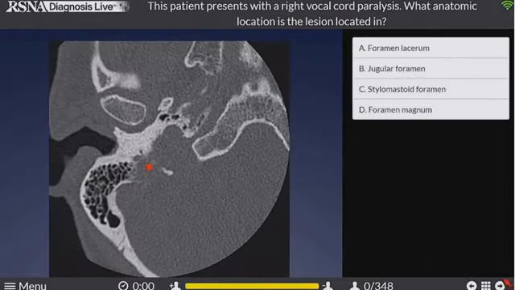All right, let's look at another one. This patient presents with a right vocal cord paralysis. During the course of their imaging evaluation, this lesion was located. What anatomic location is this lesion located in? Is it foramen lacerum? Is it in the jugular foramen, the stylomastoid foramen, or foramen magnum?